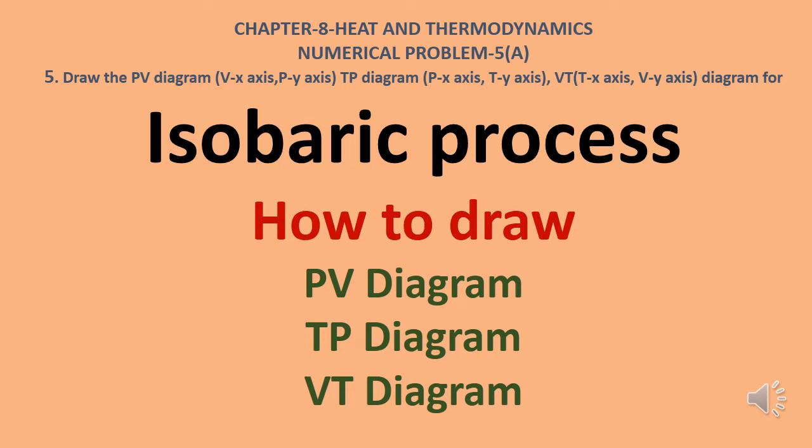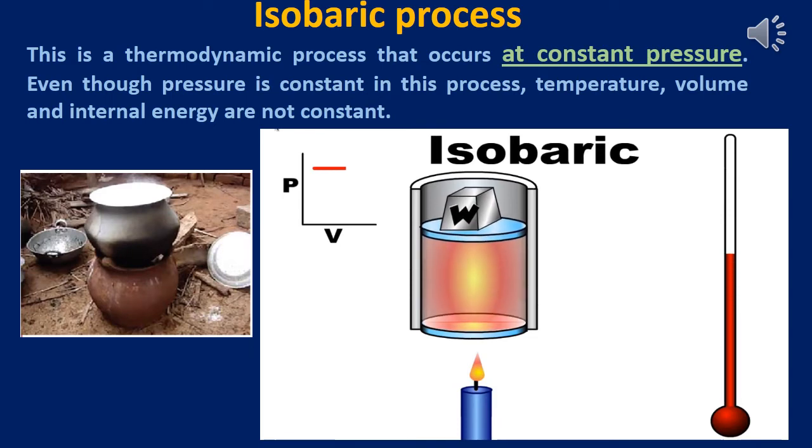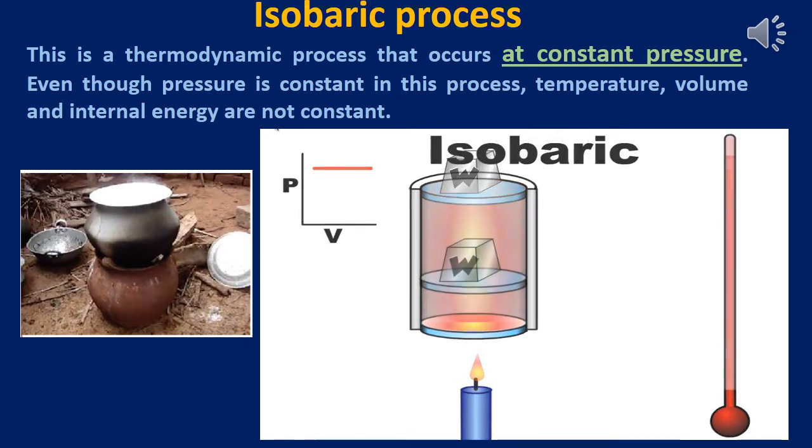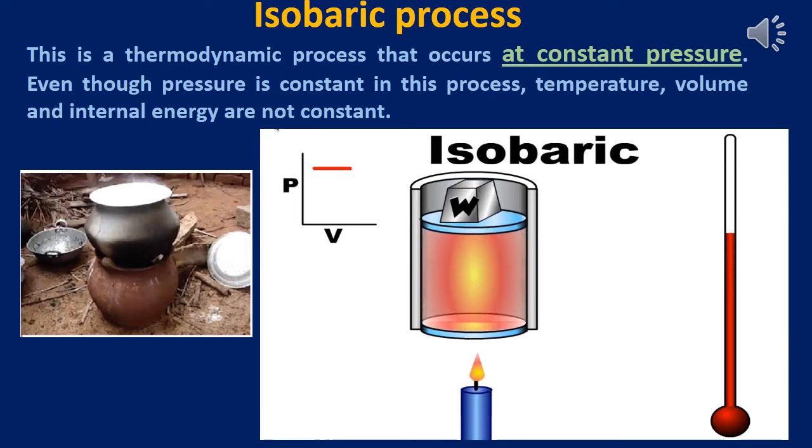Here we are going to learn how to draw the PV diagram, TP diagram, VT diagram in the case of isobaric process. Before going to draw the PV diagram, TP diagram and VT diagram for isobaric process, we should know the basic definition of isobaric process. What is isobaric process?